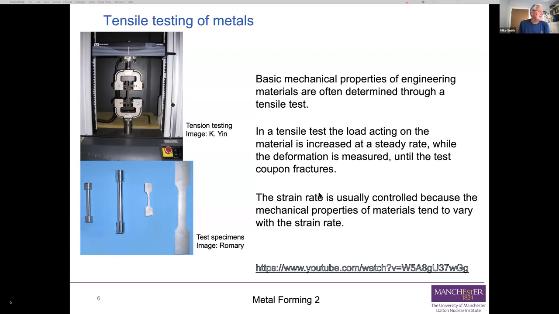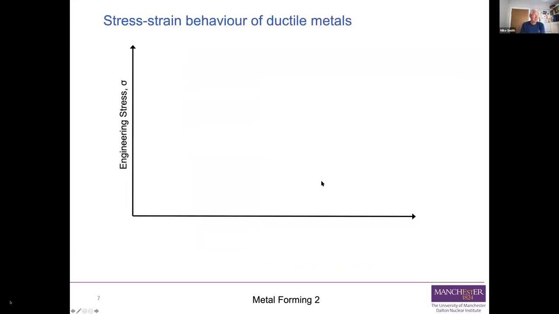So what we're going to do here is now look at what the characteristics of a tensile test are. We're going to plot the engineering stress against the engineering strain. So the independent variable is the strain. We're putting that in at a constant rate and we're watching how the load behaves and we're converting that back to stress using the initial cross-sectional area of the specimen.